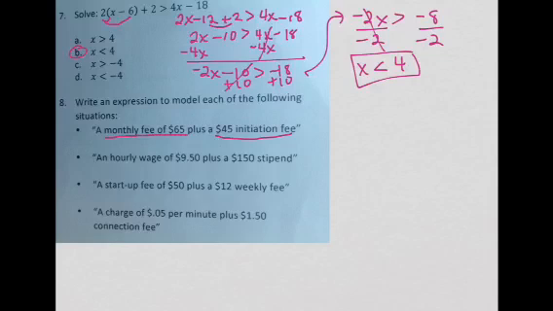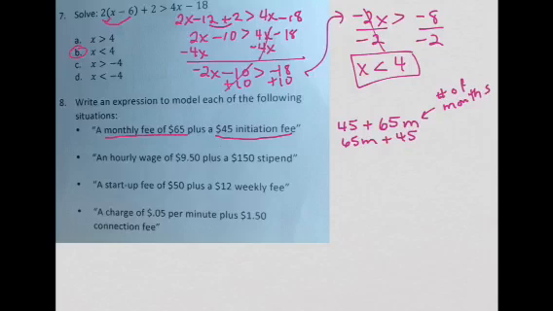So the 45's constant. What changes is the $65 a month, because every month you're in this program, you're paying $65. So that would be 45 plus 65. And again, you could write it 65M plus 45. And M represents the number of months that you are in the program.